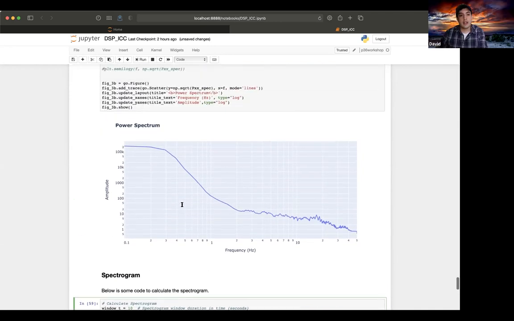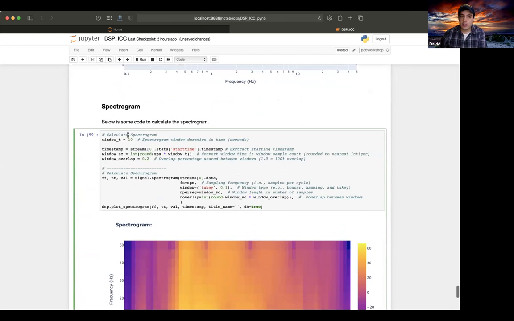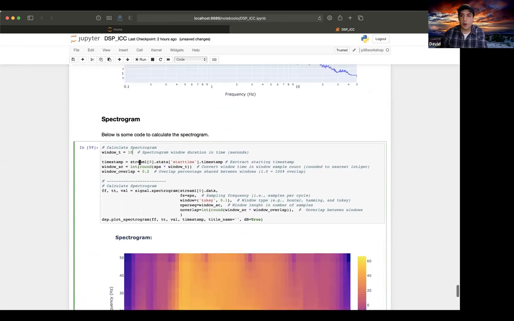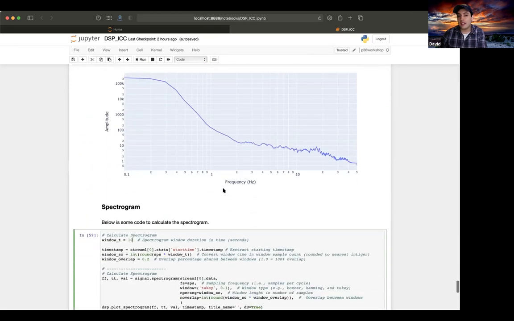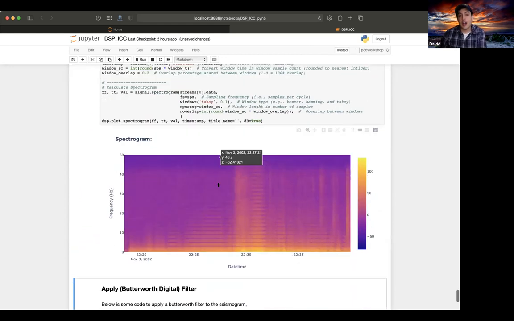So if we continue on, you can see the power spectrum here again. But what's really interesting is when we look at the spectrogram. If you change this to 10 seconds, because it's more appropriate, this is a longer data set if you look at the time here compared to that wavelet we had before, we can plot that. Again, hopefully it didn't crash.